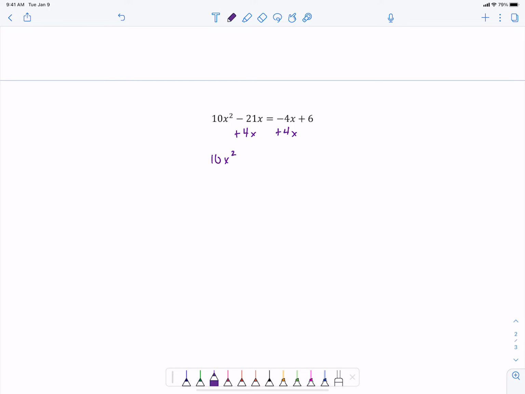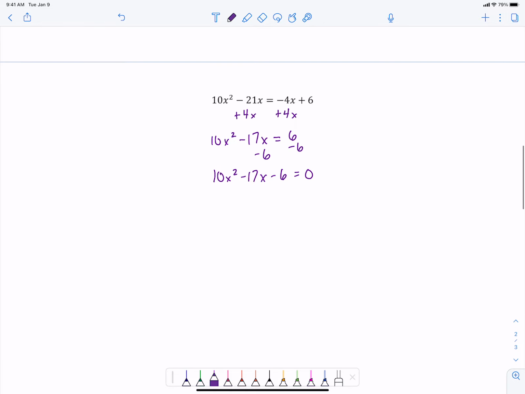There we go, 4x, 4x. So we get minus 17x equals 6. So whether we're factoring or using the quadratic formula, whatever method we're choosing, we want to get everything together on one side. So we did that. We got everything together on one side.